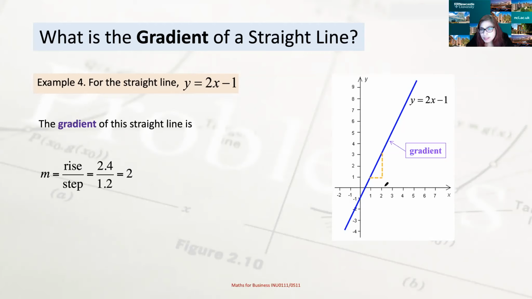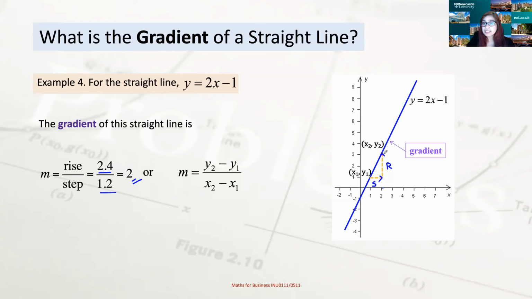From here to here, the step is 1.2, so we move 1.2 towards the right in the x direction, and then we move up. The rise is up here, 2.4, and the slope is 2. It's always the change in the y direction divided by the change in the x direction, so rise divided by step. Okay, guys? It's always like that. So now that we are finding the gradient, m is equal to 2.